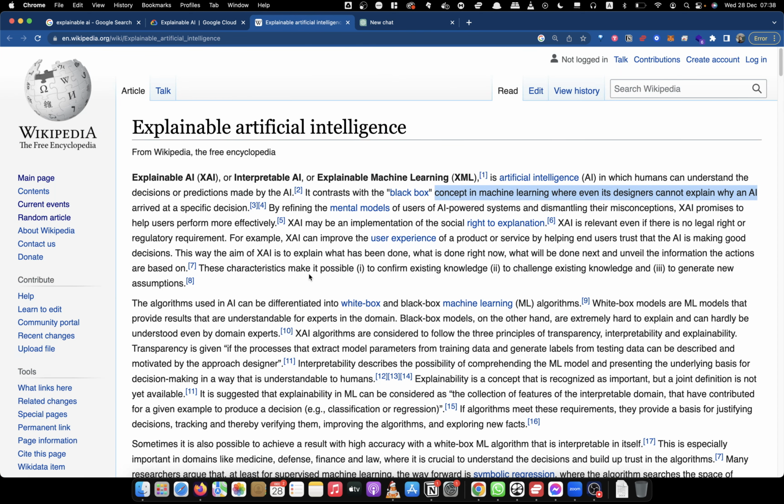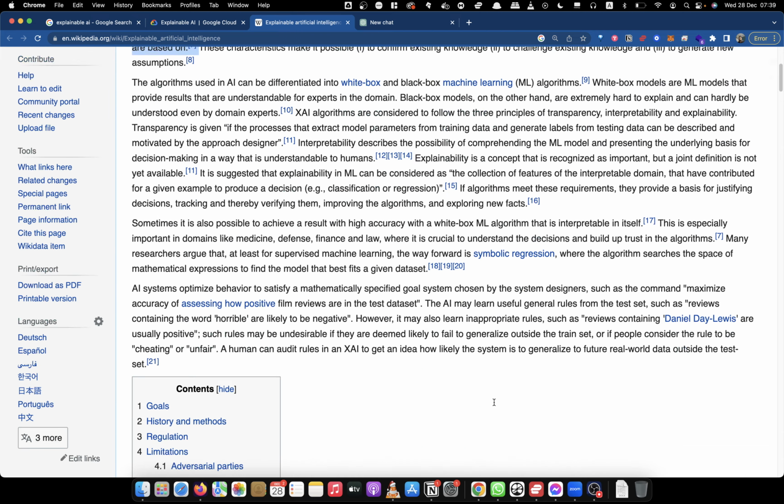So in explainable AI, what it is trying to say is we can use concepts to explain it to the everyday user. Here it says, for example, XAI can improve the user experience of a product or service by helping end users trust that the AI is making good decisions. It explains what has been done right now, what is done next, and unveils the information the actions are based on. Right, so it's basically understanding the internals of the algorithm. That's what it is.